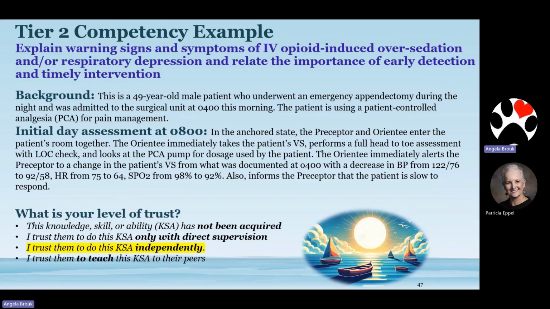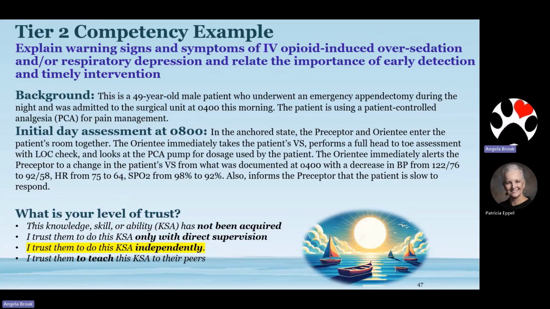So the orientee immediately alerts the preceptor to a change in the patient's vitals from what had been previously documented at 0400. So we see now that our blood pressure has dropped from 122/76 down to 92/58. We have a drop in heart rate from 75 to 64. Our pulse ox even dropped from 98 to 92. So the orientee informs the preceptor that the patient is also slow to respond. So there's that level of consciousness check.